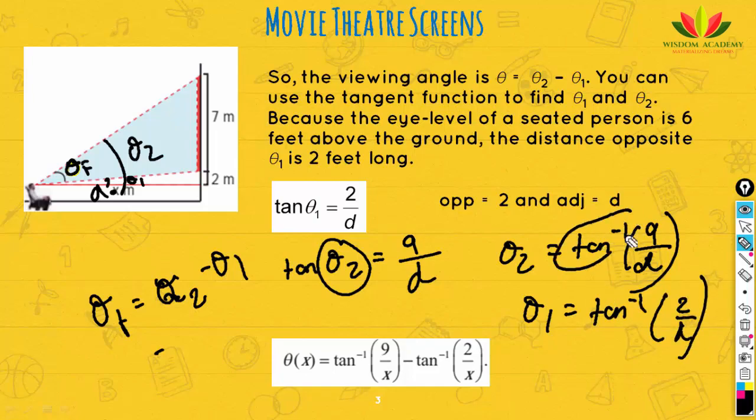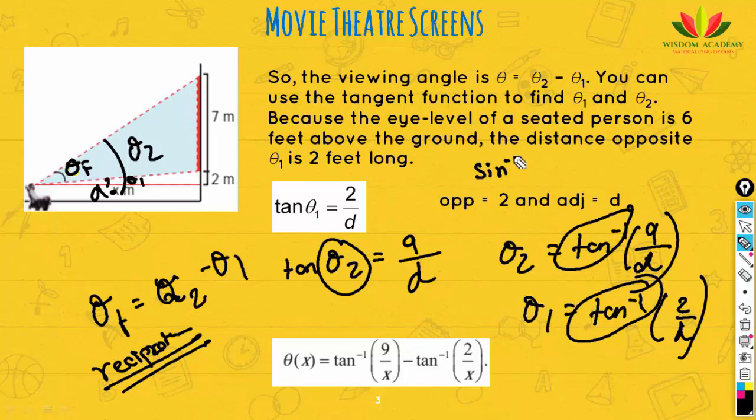This inverse, many people will confuse with reciprocal. Okay, so don't confuse with reciprocal, which is not reciprocal. A normal person can say that sine inverse of x is not 1 by sine x. Okay, don't confuse with these things. Anyway, later I will explain that also.